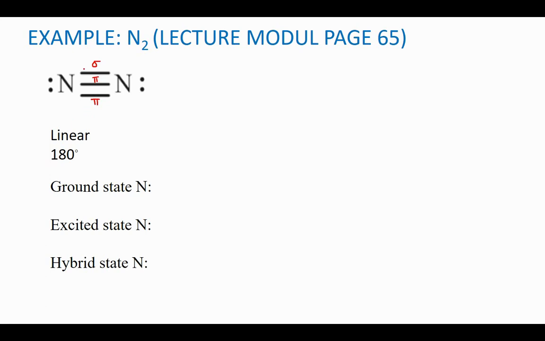Okay, so disebabkan molekul ni melibatkan dua atom sahaja, so the shape is linear and the bond angle is 180 degrees. So now let's look at the ground state of nitrogen atom. So since nitrogen is in group 15, so it has 5 valence electron. So we have to draw the orbital diagram of the valence electron of nitrogen lah.